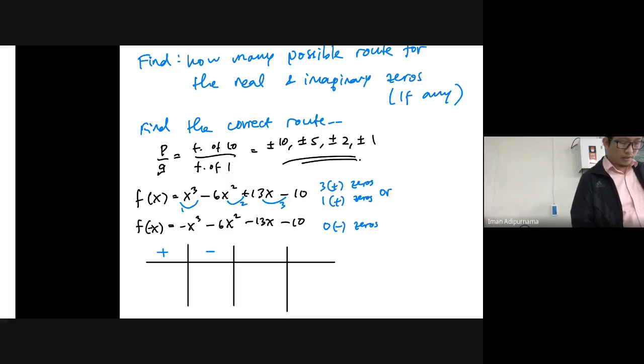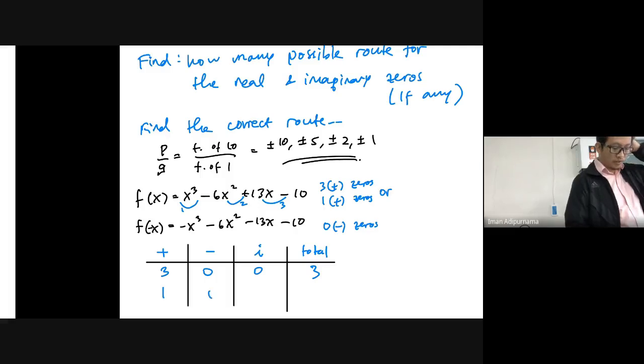So positive, negative, imaginary, or I'll just write I. The total should be 3. So first is 3, 0, and 0. The second one is 1, 0, and it should total 3, so it's 2.